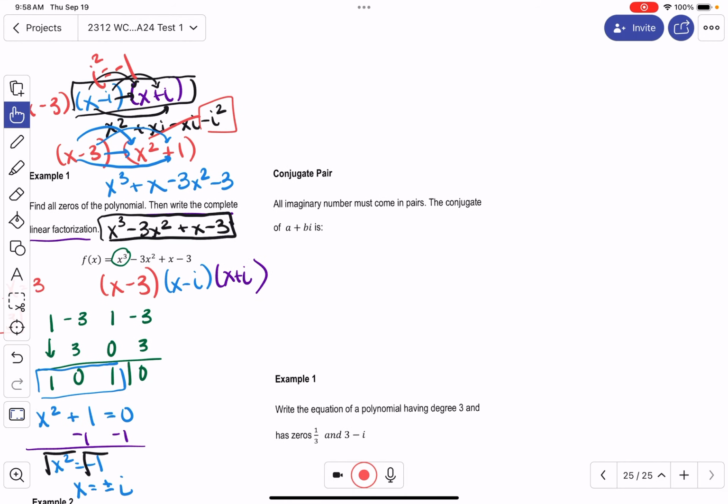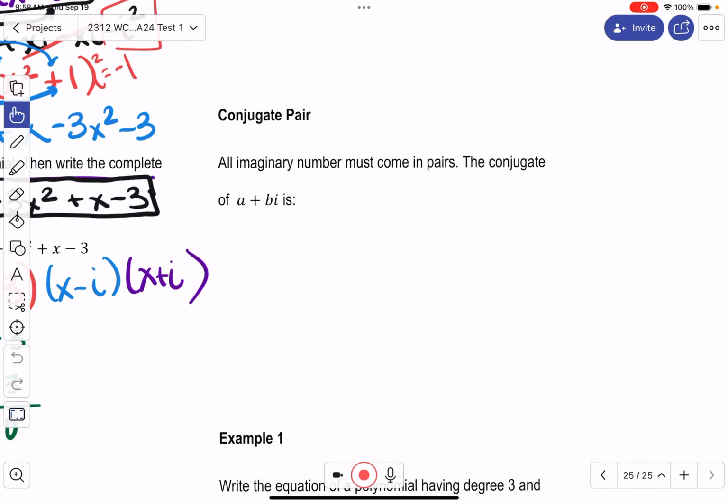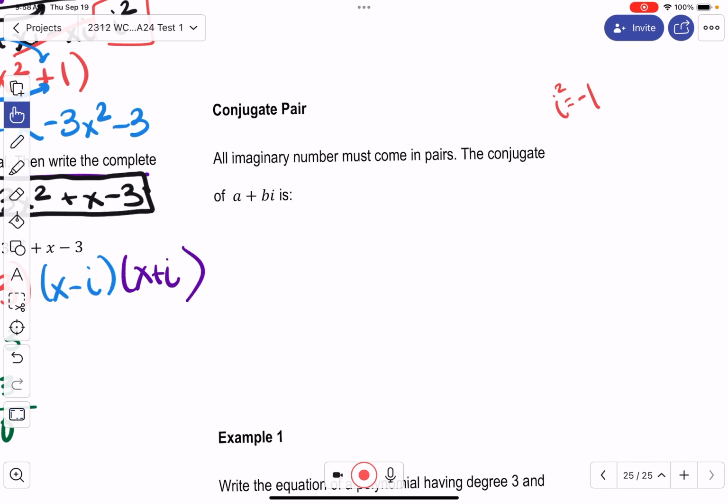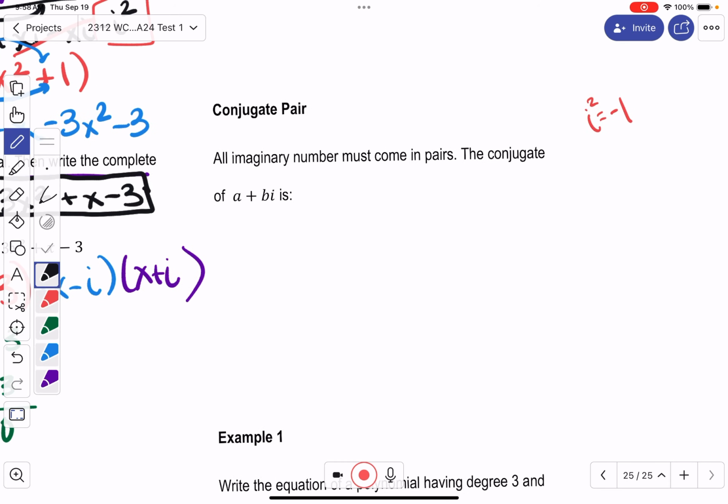So here we're going to talk about the imaginary unit and what we call a conjugate pair. When we talk about the imaginary unit, the thing we need to remember is that i itself is equal to the imaginary unit, and it's equal to the square root of -1, which means that anytime I do i squared, I get a -1 because you're undoing the square root.